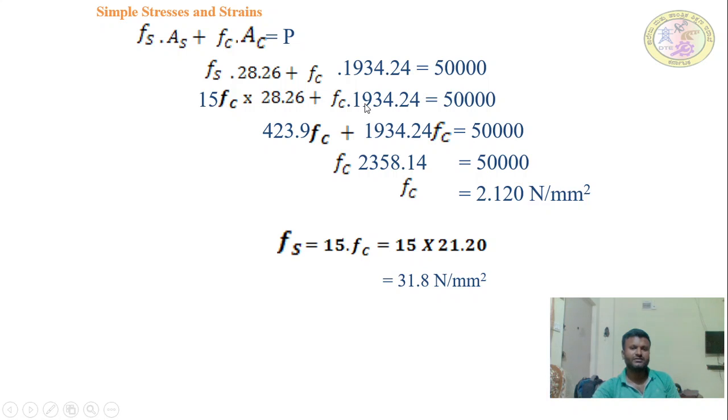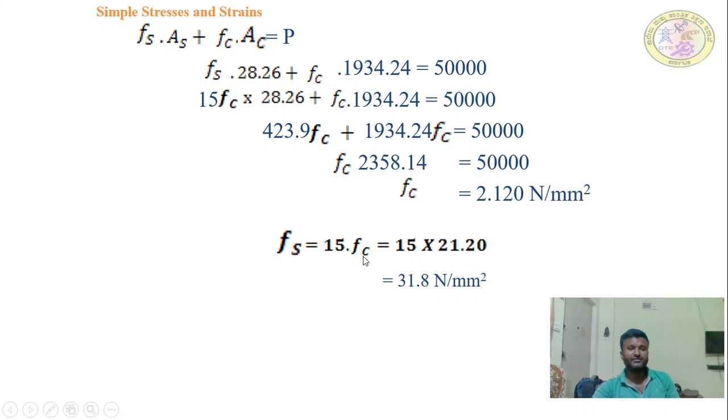Next, we are converting it. We are cancelling the zeros to avoid the number of zeros. Fc into 1934.24. So by cumulative multiplication, 423.9 into Fc plus 1934.24 Fc is equal to 500 kN. So total is 2358.14 Fc, which is equal to 500 kN. Fc is equal to 2.12 newton per mm square.